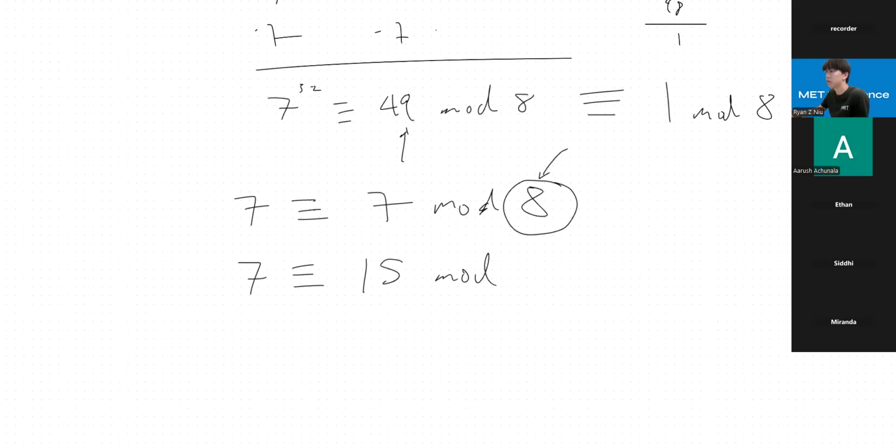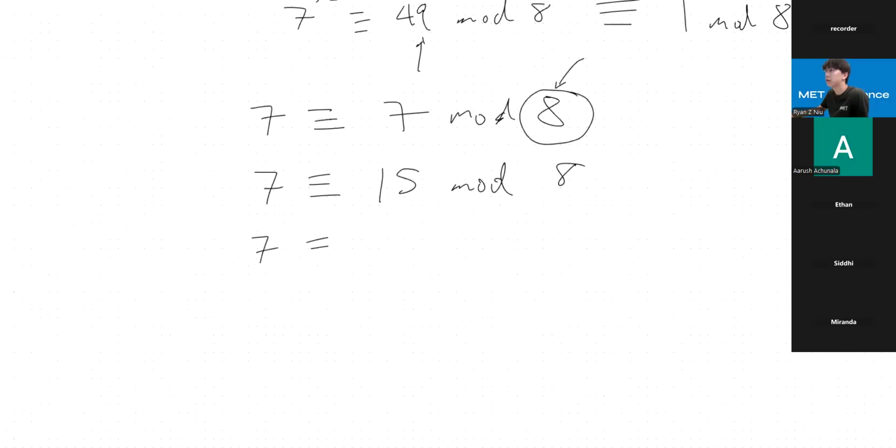7 is equal to 15 mod 8. And this makes sense, right? Because 15 is essentially the same as 7. It just has one more 8. So the remainder is going to be the same. And likewise, we can actually subtract 8. So when we subtract 8, 7 minus 8 is going to be negative 1 mod 8, right?